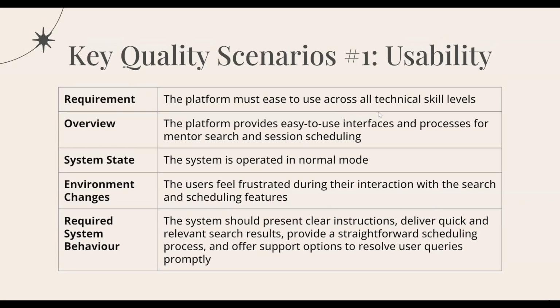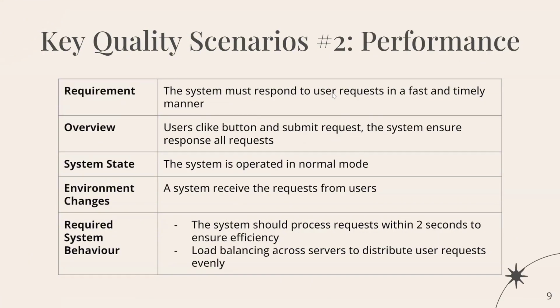The first key quality scenario for Grad Connect Hub emphasizes usability, making sure that the platform is straightforward for users at any tech level. It boasts clear interfaces for finding mentors and arranging meetings. When any user issues arise, the system promptly guides them with clear instructions and fast results. And in terms of performance, the second scenario is all about responsiveness. The platform consistently processes user requests within 2 seconds, supported by effective load balancing to handle the demand.